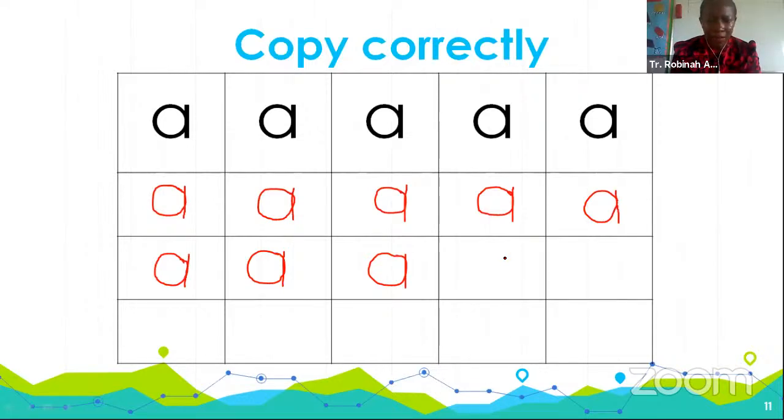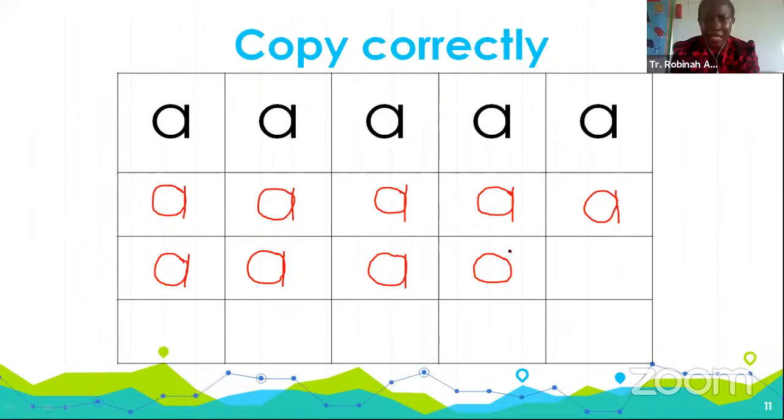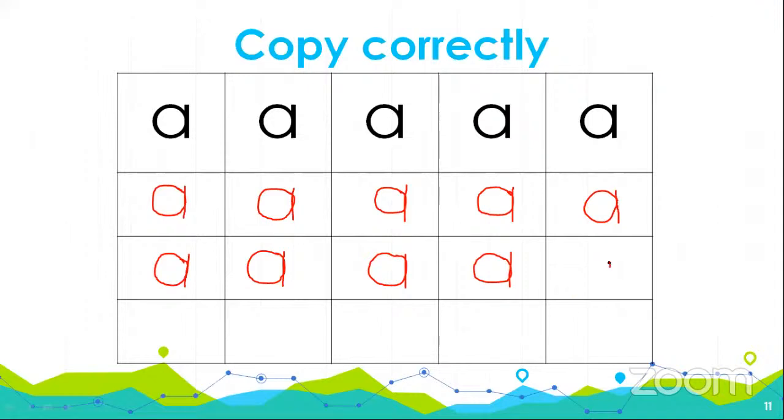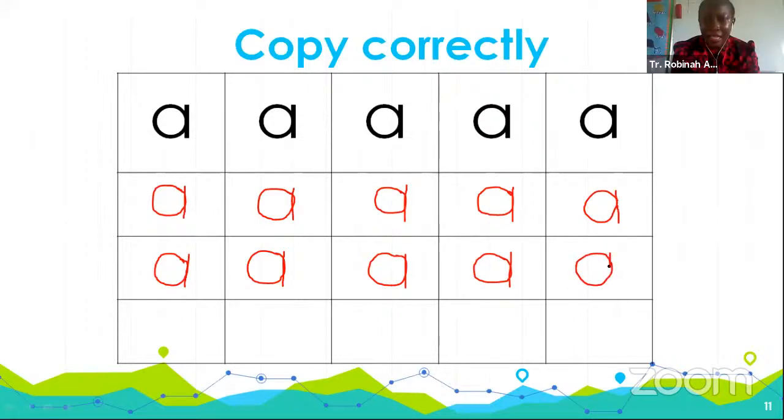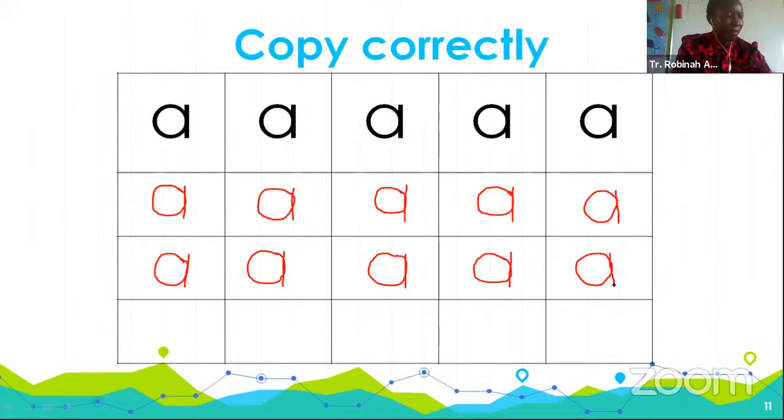Okay, sound ah. We draw a ball and a standing line. A ball and a standing line. Now I want to know who has finished writing that. Let me ask Gabby. Gabby, are you writing sound ah?